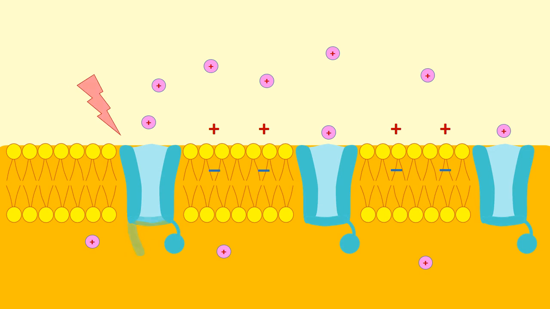Voltage-gated sodium channels open when the neural membrane voltage becomes positive enough. Sodium ions flow into the cell and depolarize the cell membrane. Depolarization propagates along the entire length of the nerve fiber by opening the voltage-gated sodium channels located throughout this membrane and the influx of sodium ions.